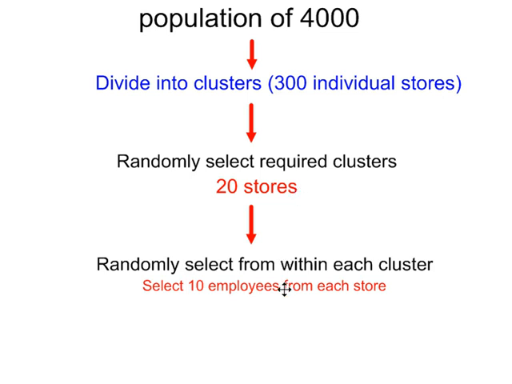And then we're going to randomly select from within each cluster. So from these 20 stores that are selected randomly, we randomly select 10 employees from each. So 20 times 10 gives us a sample size of 200. So the first step, we have 300 stores, or 300 clusters.